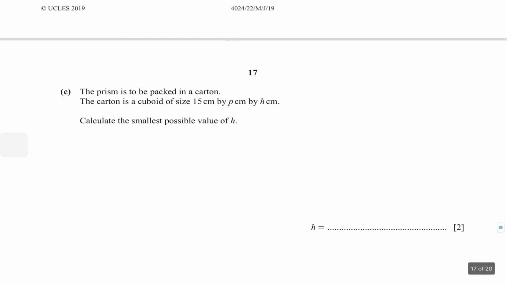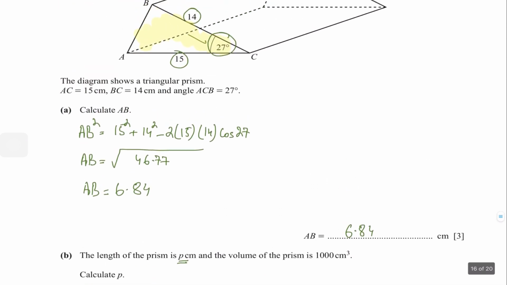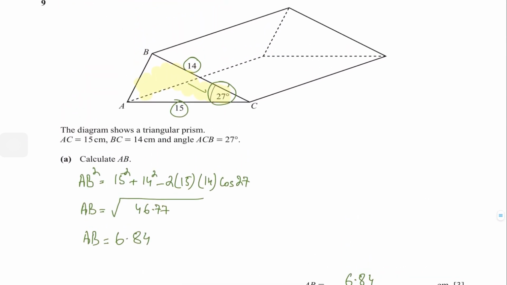Okay, now we do part C, which says the prism is to be packed in a carton. The carton is a cuboid of size 15 centimeter by p centimeter by h centimeter. Calculate the smallest possible value of h. Alright, so you got to make sure that you can conveniently place this prism inside a cuboid. So the smallest possible value of h is got to be the height of this prism. So you got to make sure that the height of the cuboid is at least equal to the height of the prism.